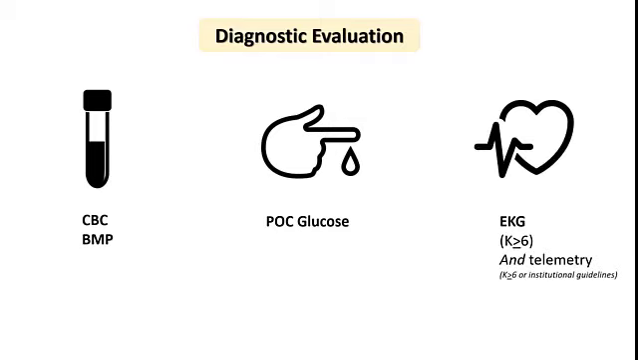Lastly, anyone with a potassium of 6 or greater should have an EKG. They should also be placed on telemetry regardless of the EKG changes. Remember that hyperkalemia can lead to fatal arrhythmias. This is independent of whether or not you happen to capture EKG changes, so you should have a low threshold to place the patient on telemetry if the potassium is over 6 or according to your institutional guidelines.